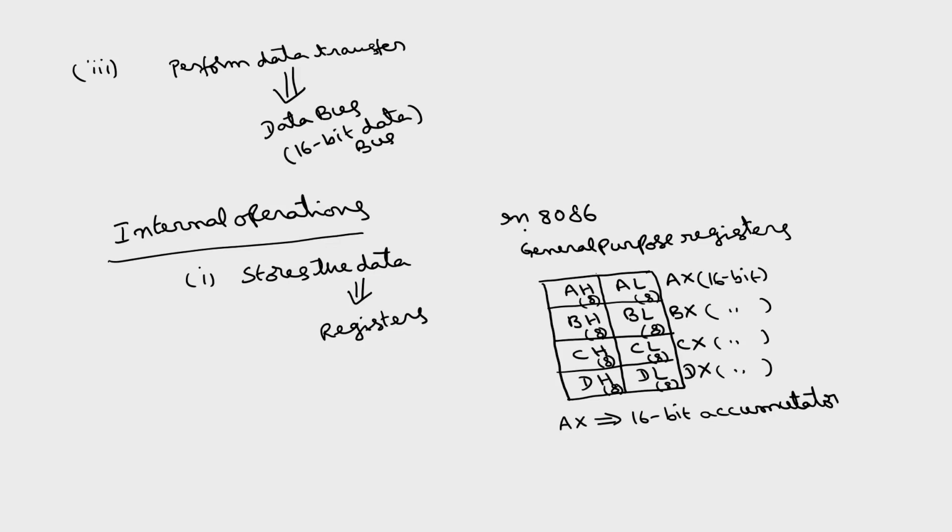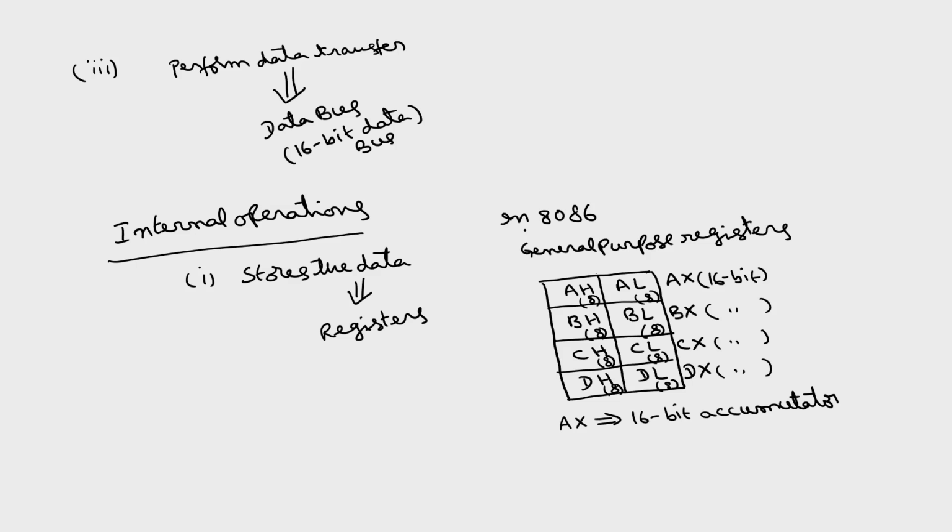The remaining BH, BL, DH, DL or BX, CX, DX, they can be used as general purpose registers to store any data. And there are some special purposes also. CX will be used as a counter in some applications and DX will be used in some division operations. The specialized applications of BX, CX, DX will be clear while discussing the instruction set of 8086. So, these are called general purpose registers.